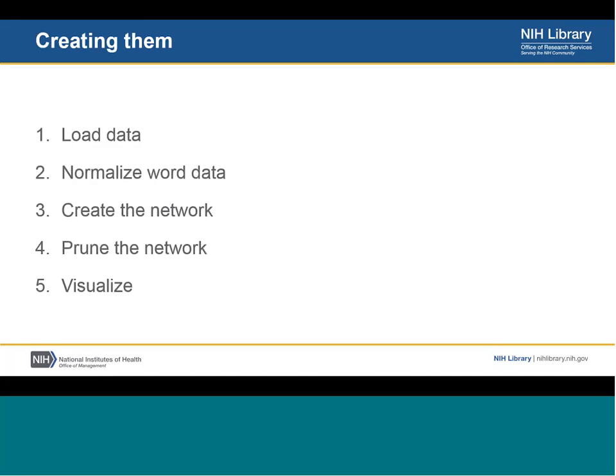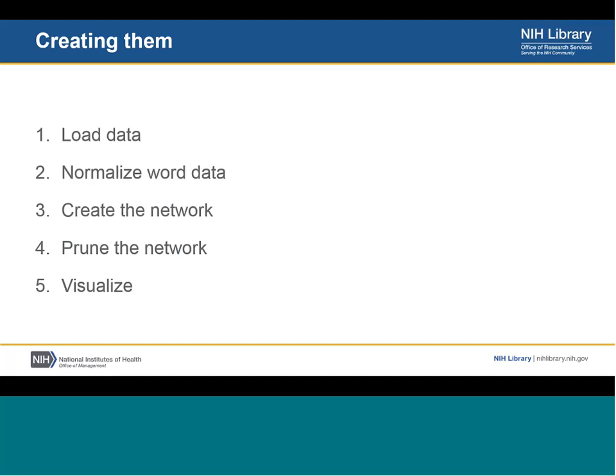So creating them in the Science of Science tool looks broadly like this. You load in your publication set. You then take a step which I'm referring to here as normalizing the words. I will talk about that more in detail, but essentially it's getting rid of terms that don't mean anything, cleaning up some of the terms, removing word endings, stuff like that, to make the actual word co-occurrence network a bit more accurate. You then create the network based on those normalized terms. You then have to prune the network pretty aggressively in order to get it to actually work. And then you go into the visualization step.